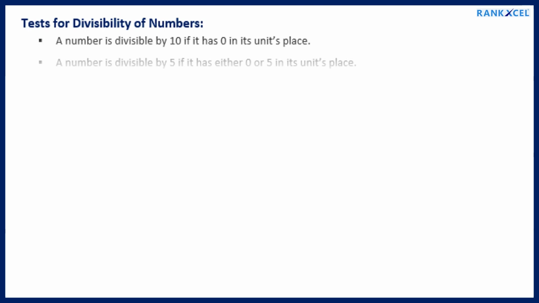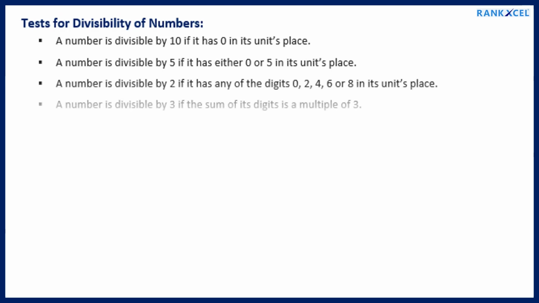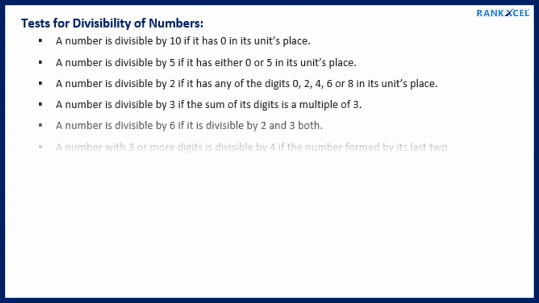Tests for divisibility of numbers. A number is divisible by 10 if it has 0 in its units place. A number is divisible by 5 if it has either 0 or 5 in its units place. A number is divisible by 2 if it has any of the digits 0, 2, 4, 6 or 8 in its units place. A number is divisible by 3 if the sum of its digits is a multiple of 3. A number is divisible by 6 if it is divisible by 2 and 3 both.